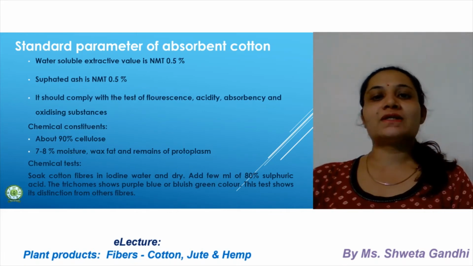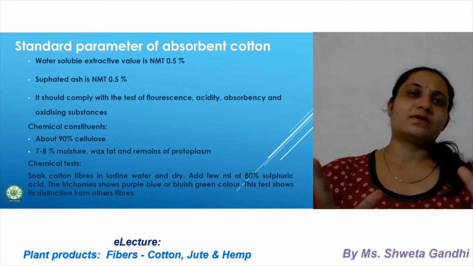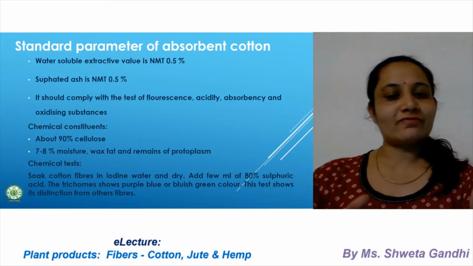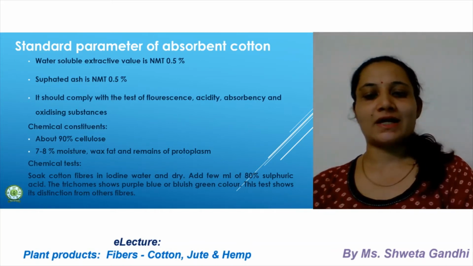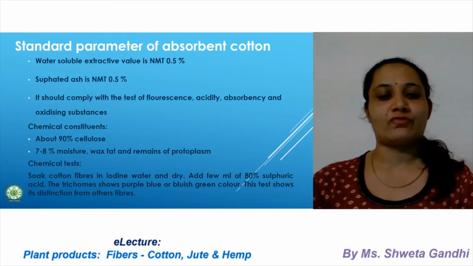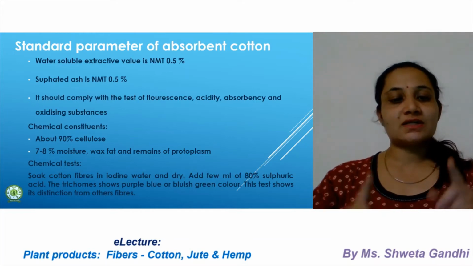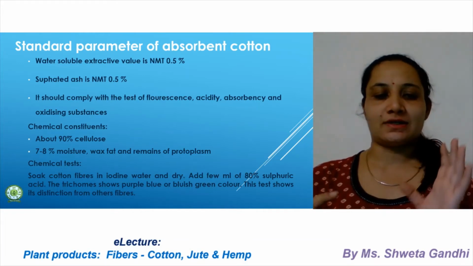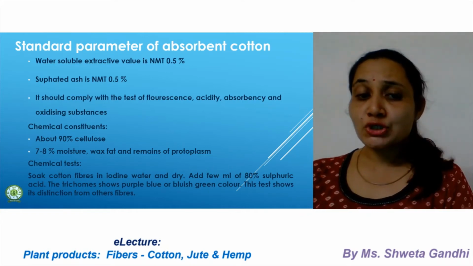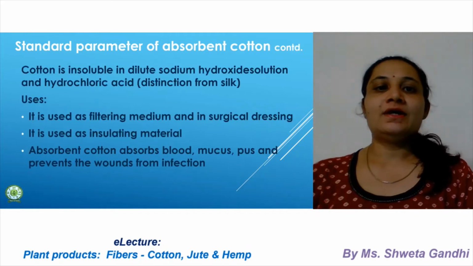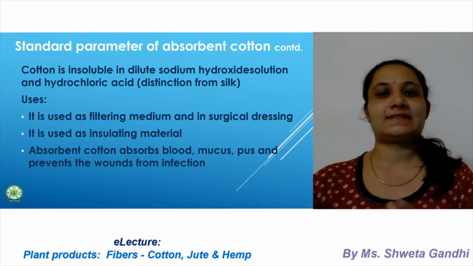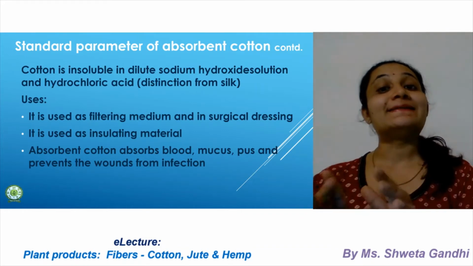So how to perform the chemical test of the cotton? There are many methods for performing the chemical test, but in the simple method the cotton fiber is dipped in iodine water, dried, and a few drops of 80% sulfuric acid are added. Sulfuric acid means H2SO4. The trichomes, if cotton is there, show purple or bluish green color. This shows it is distinguished from other fibers. If this color is shown, then it means it is cotton. And cotton is insoluble in dilute sodium hydroxide, meaning NaOH solution, and HCl. It can be distinguished in this way from silk.